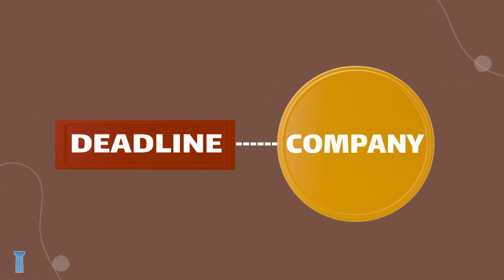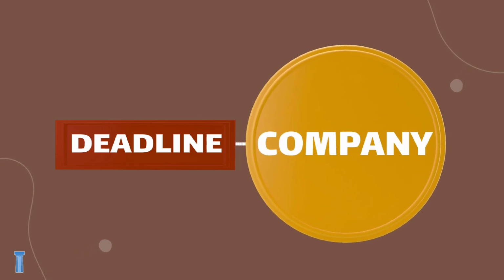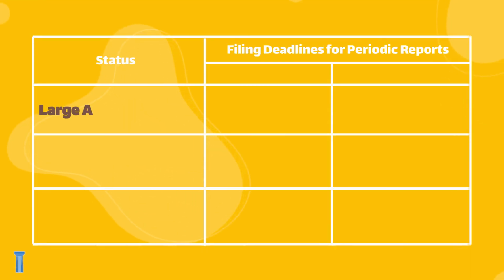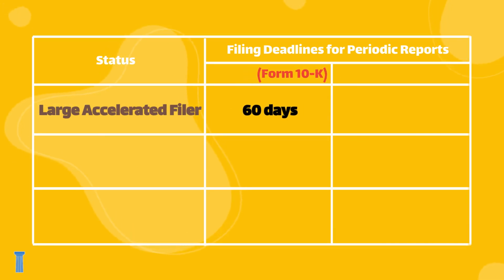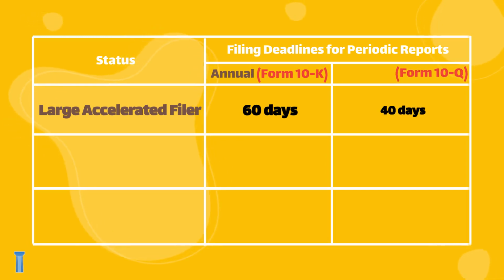your exchange. Your filing deadlines vary depending on the size of your company. The larger your company, the tighter the deadline. If your company is a large accelerated filer, you have 60 days to file Form 10-K from the end of the fiscal year. You are also required to file Form 10-Q within 40 days of each quarter end date.